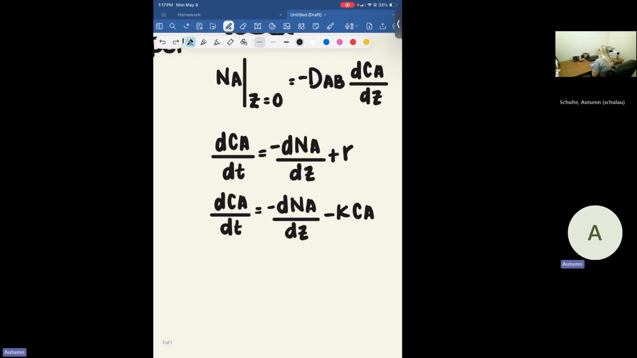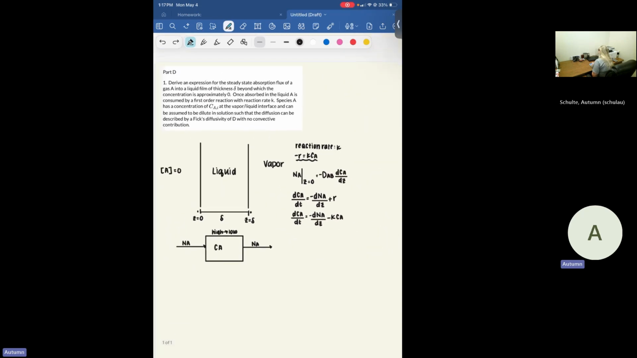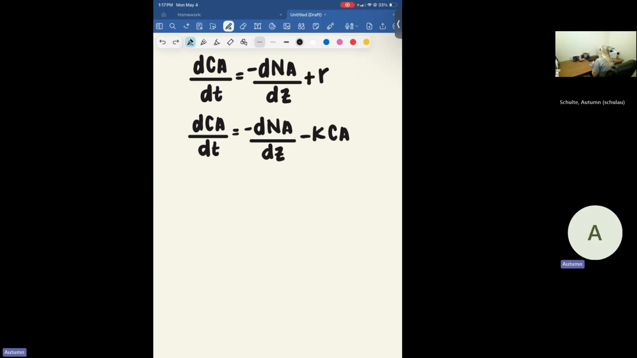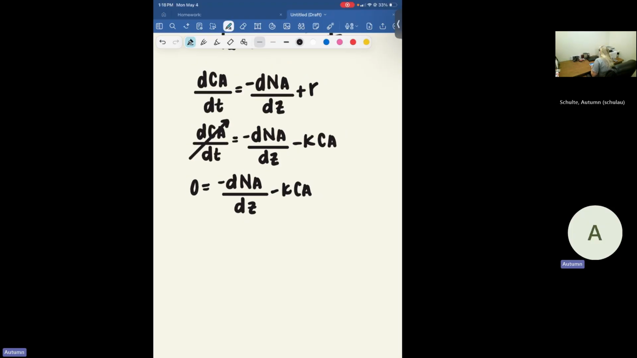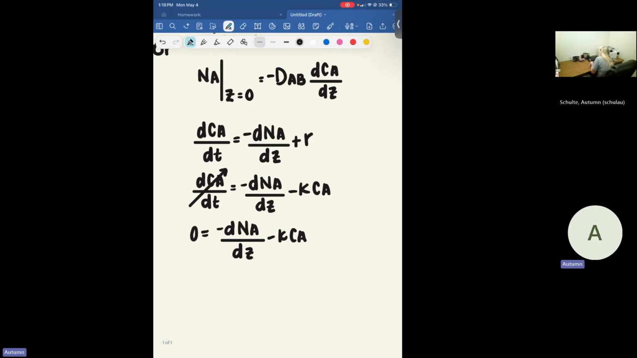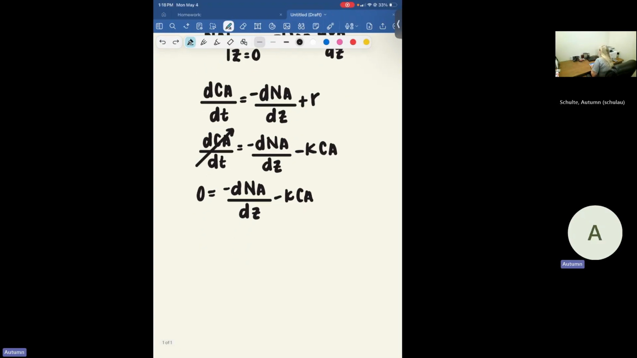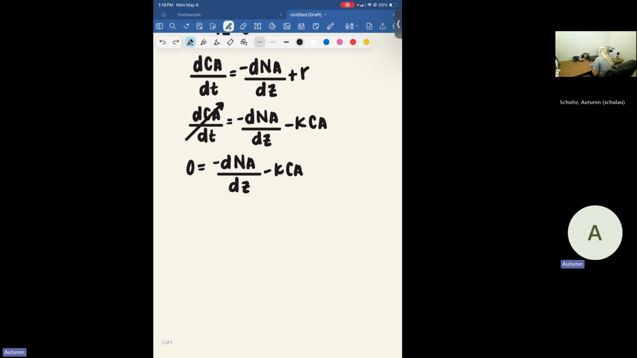But first, I do want to point out that our problem statement says that we are in steady state. So this term right here is going to go to 0. If we plug that in, we're going to have 0 is equal to the negative derivative of the molar flux of A with respect to Z minus our reaction rate K multiplied by the concentration of A. We can now go ahead and plug in our expression for the molar flux of A and take the derivative of that.